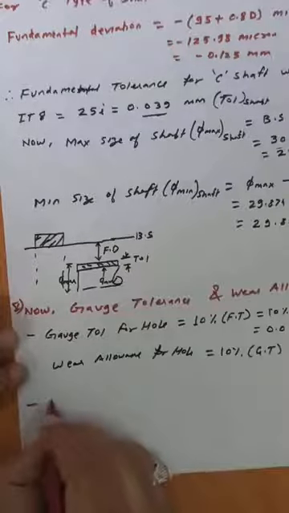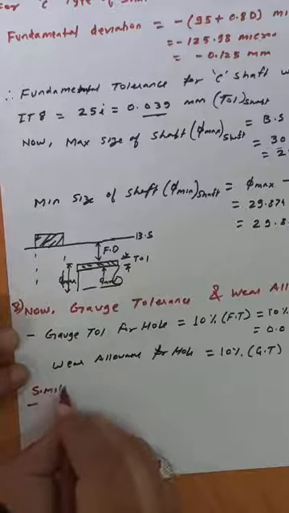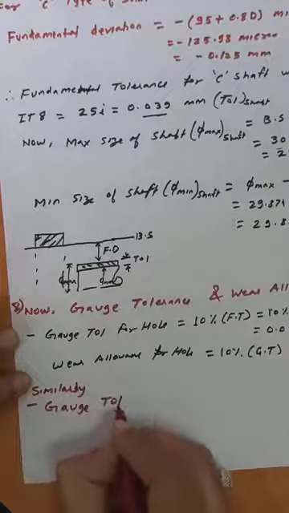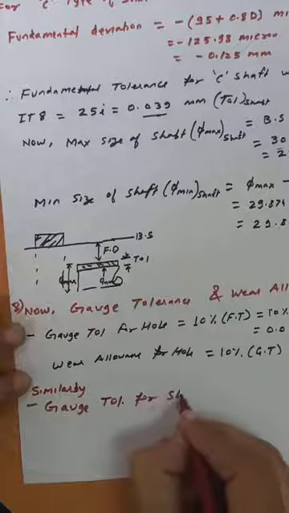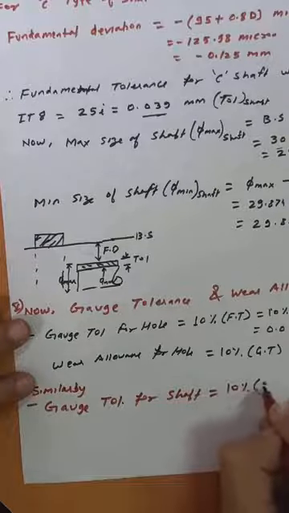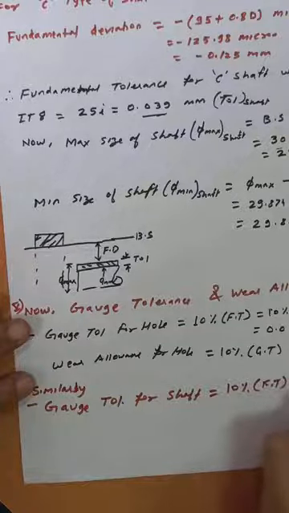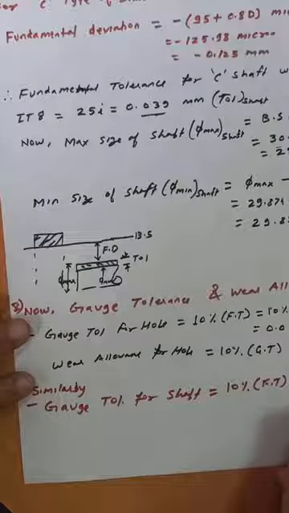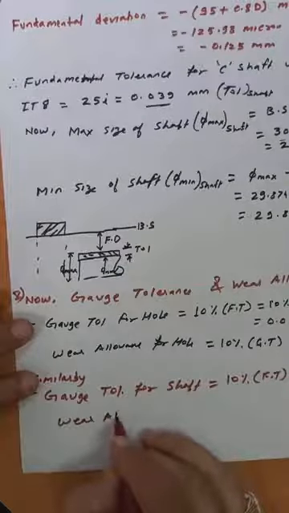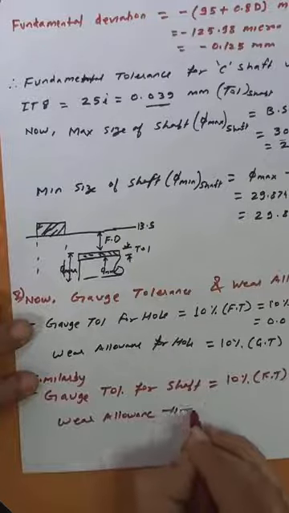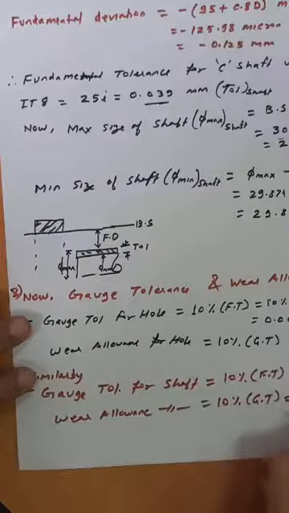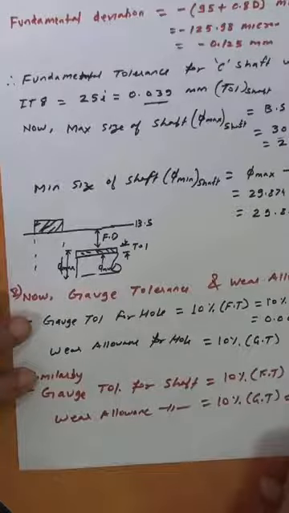Similarly, the gauge tolerance for the shaft is 10% of the fundamental tolerance, and it comes to be 0.0039 mm. And the wear allowance for the shaft is 10% of the gauge tolerance, so it comes to be 0.0003 mm.